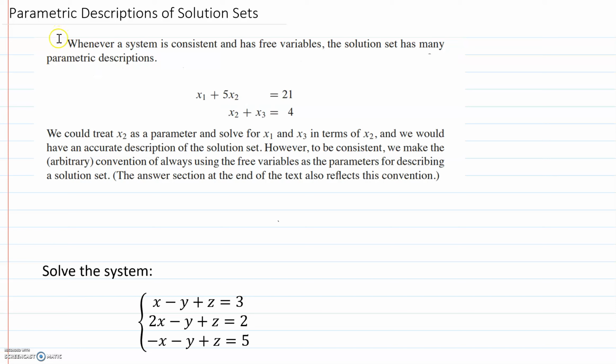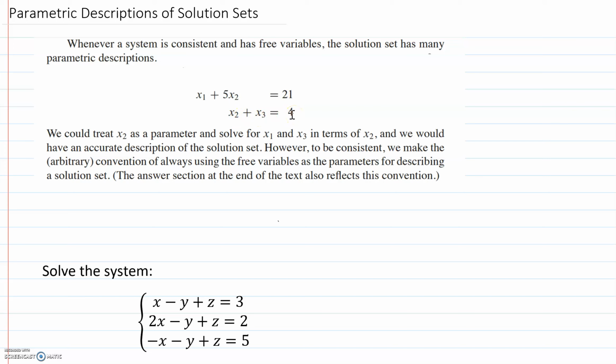Here's a little snippet from the book right under parametric descriptions. It says, whenever a system is consistent and has free variables, the solution set has many parametric descriptions, which you'll see is going to mean that the solution set has an infinite number of solutions. So let's consider the system here. x1 plus 5x2 equals 21, and x2 plus x3 equals 4.